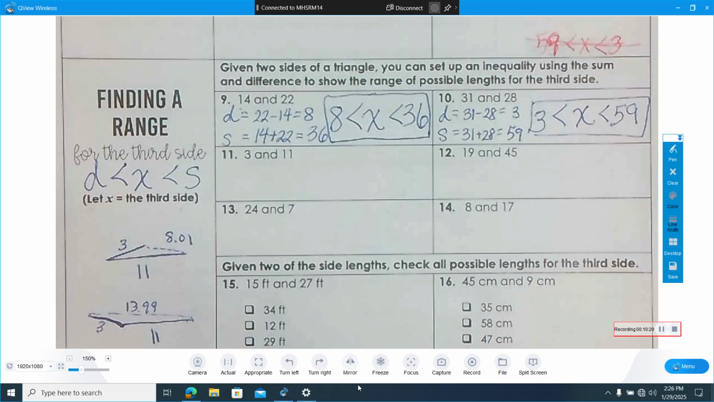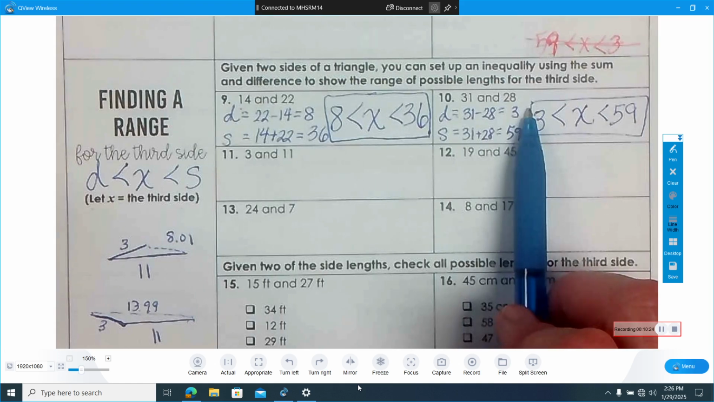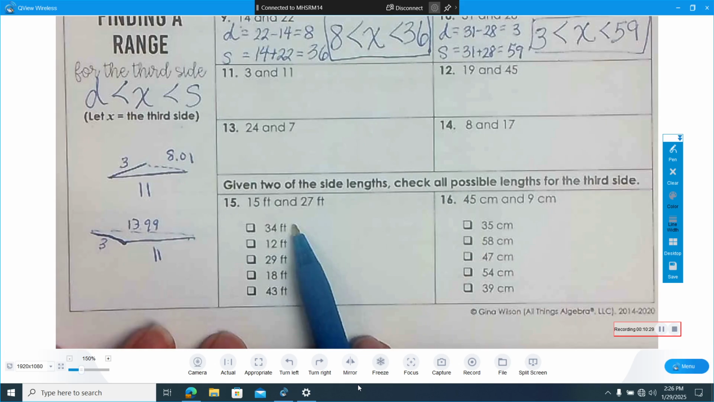Yeah, I'll just leave it at that. Okay, any questions on these two? Sum and difference, pretty easy, yeah? All right, let's look at 15 real fast.